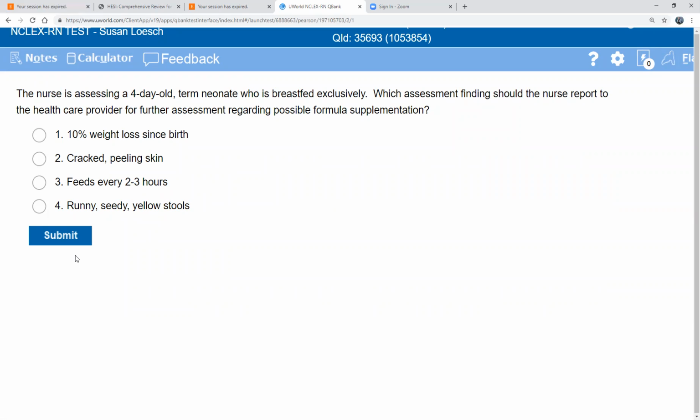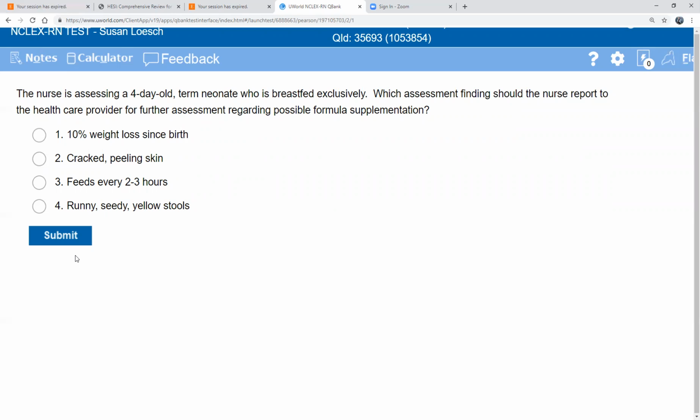Okay. So 10% weight loss since birth, that's normal, right? That's normal, yeah. Cracked, peeling skin. Feed every 2-3 hours. That's okay too. That's normal, yeah. Runny, seedy, yellow stool. What is runny? Is it a diarrhea?